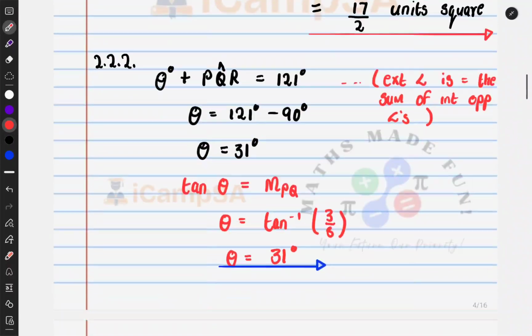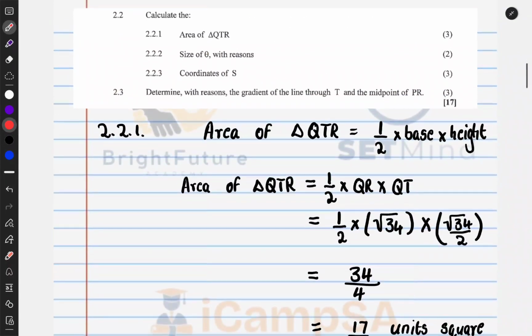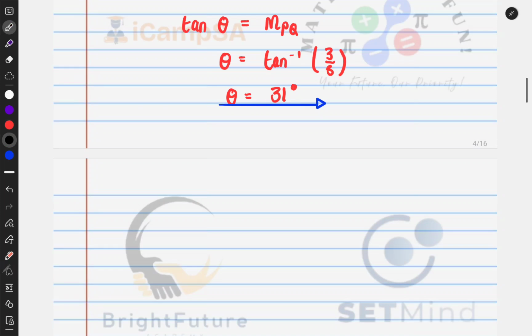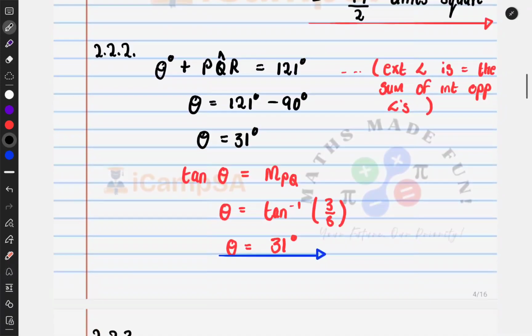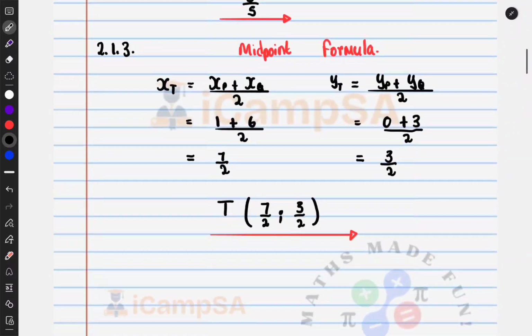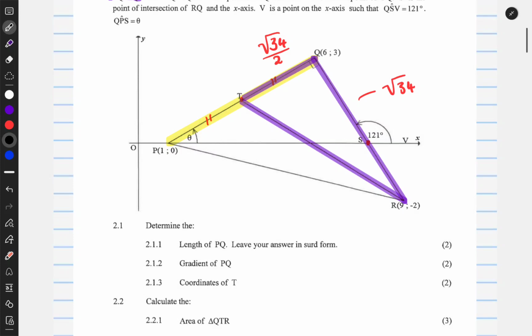Okay, let's come here. We are in 2.2.3. We are asked to calculate the coordinates of S, the x-intercept. So first things first, we need to find the straight line equation of QSR, of that line. Maybe let me highlight it using another color. Let's find the gradient of that line. We can either use tan of 121 degrees. In fact, let's just use both methods.